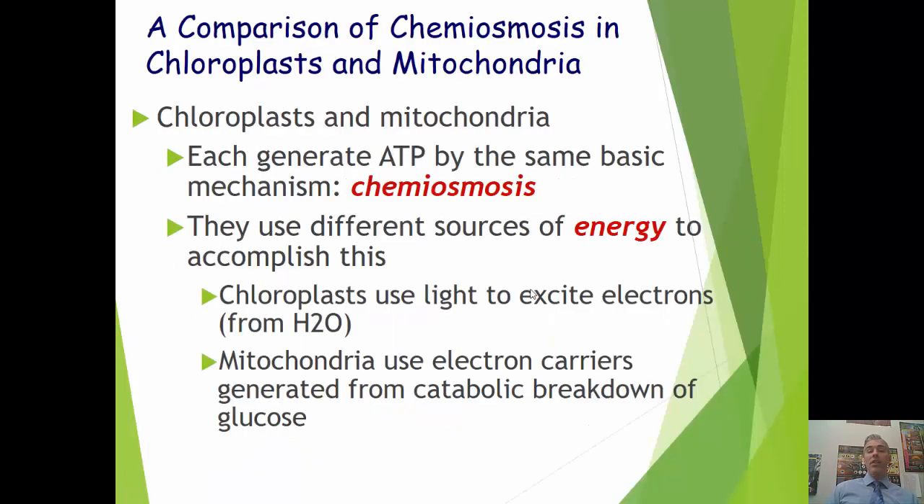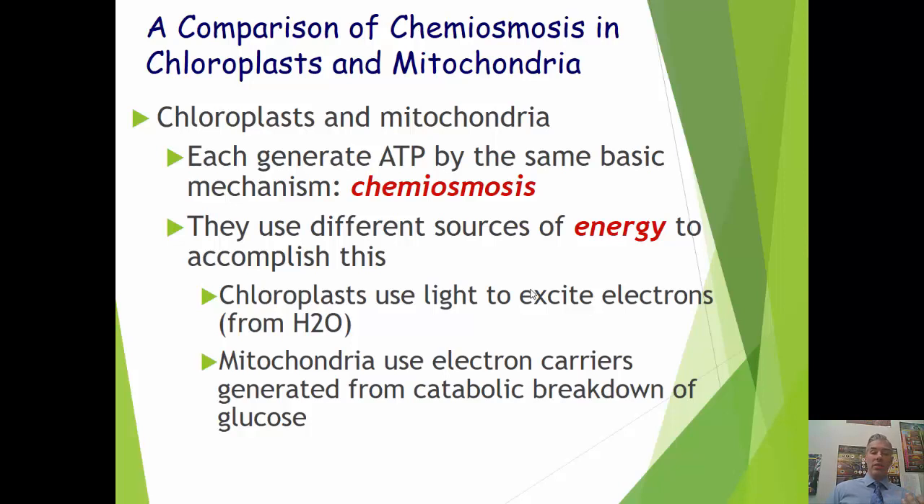Now, if you compare and contrast chemiosmosis in chloroplast and mitochondria, this is a great essay question, right? Or extended response, I should call it, because there's not really essays in AP Bio. Comparing and contrasting chemiosmosis in both processes, because they both do it. It just does it in slightly different ways. Each generates ATP through chemiosmosis. They sometimes use different sources of energy to accomplish this, though.